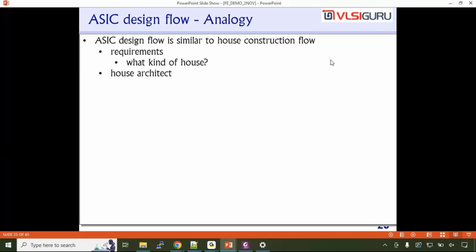So what does it start with? Of application is it?